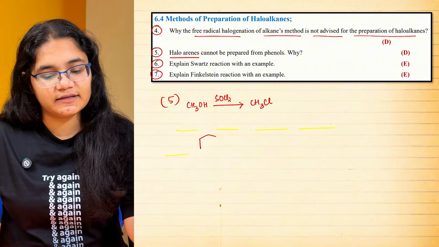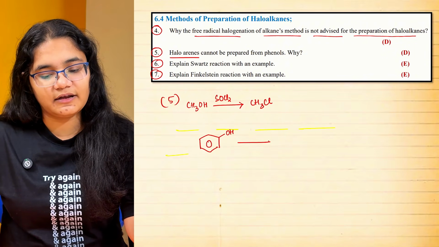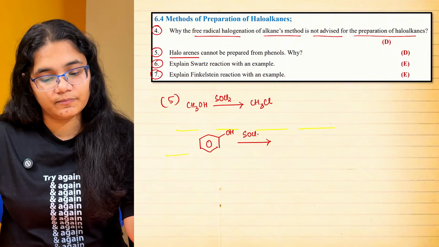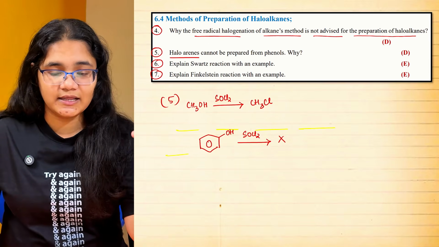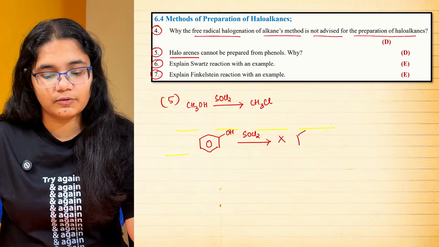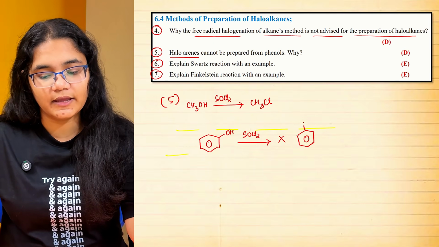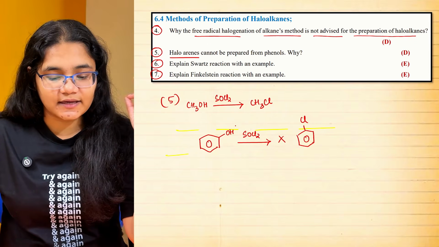But the same thing does not happen if I have phenol, C6H5OH, and I treat it with SOCl2. The OH is not getting replaced with Cl. So the question is being asked like that: haloarenes, meaning chlorobenzene, cannot be prepared from phenols. Why? The reason is again very simple.